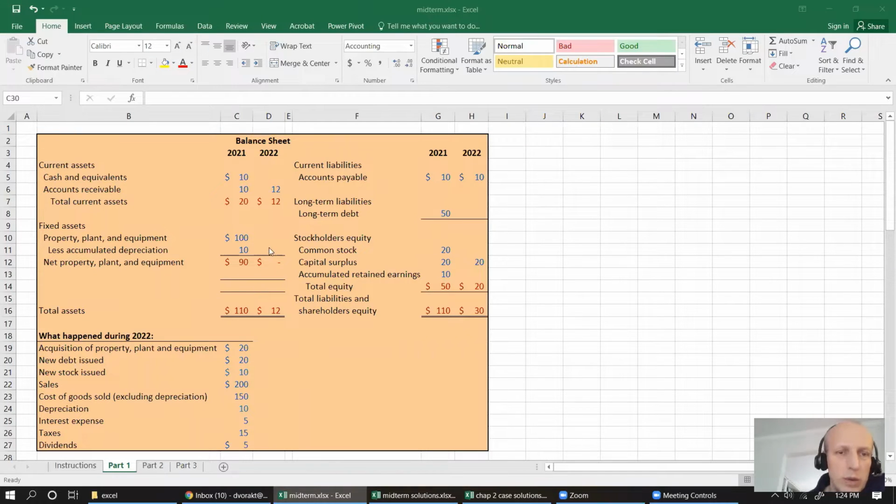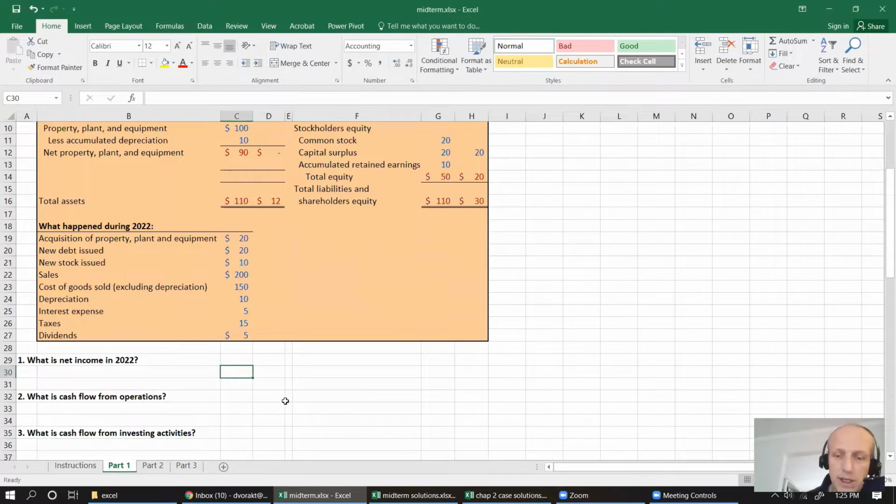In part one, we're given a balance sheet for 2021 and some information on what happened during 2022. The balance sheet for 2022 is not complete, but given that we know what happened between 2021 and 2022, we should be able to fill in the gaps. First, we're asked about net income.